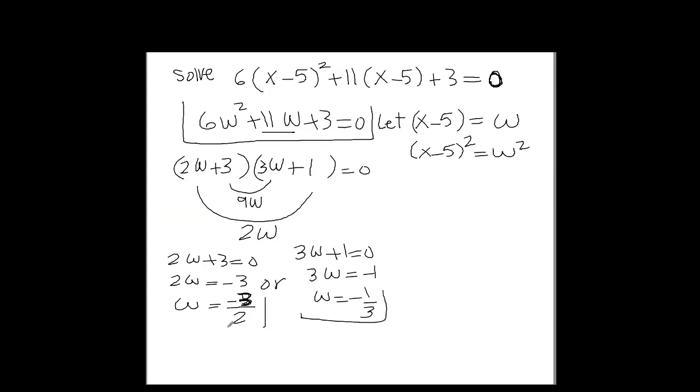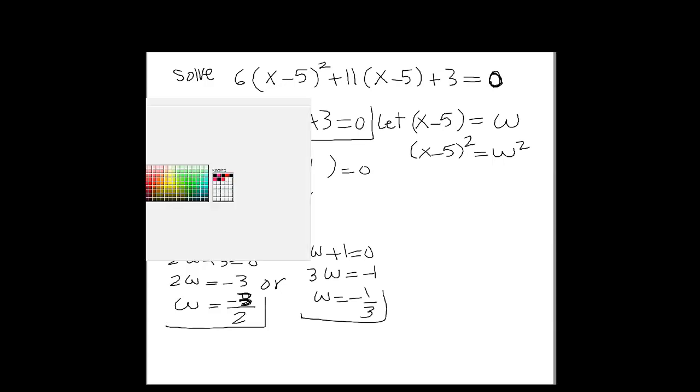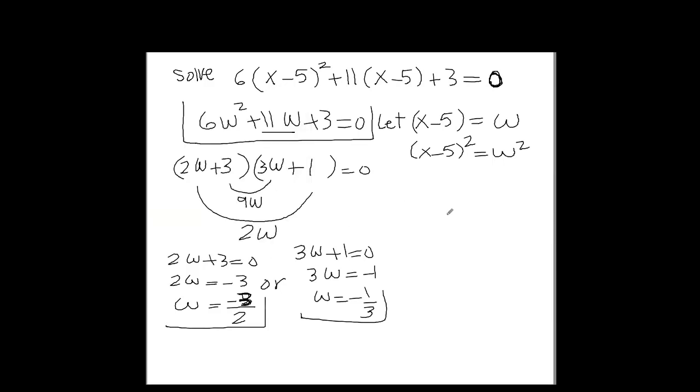These are my w's, but they're not asking to solve for w, they're asking to solve for x. So what you need to do is to go ahead and go back to your original assumption. We said w is equal to x minus 5. So there are two cases we have to check here. Case number 1 is when I have w is equal to minus 3 over 2. Case number 2, when w is equal to minus 1 over 3.